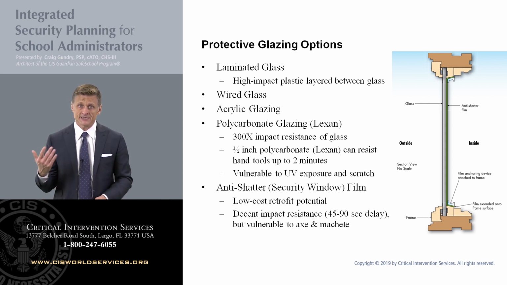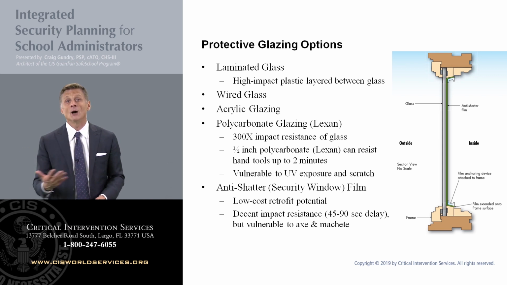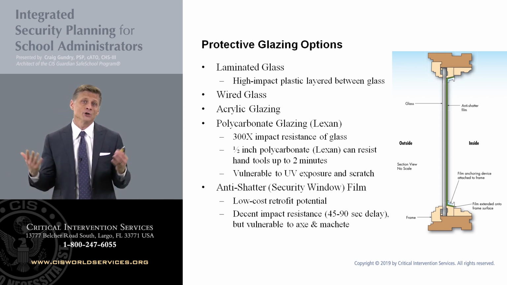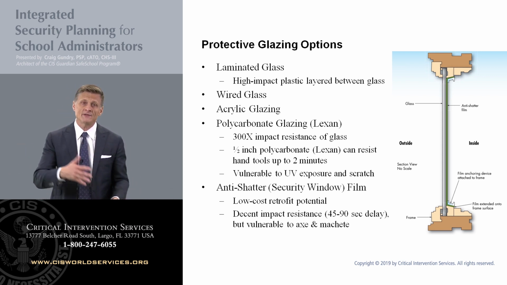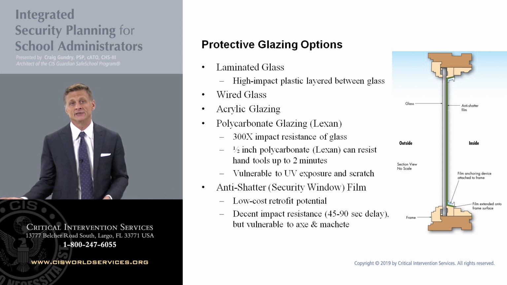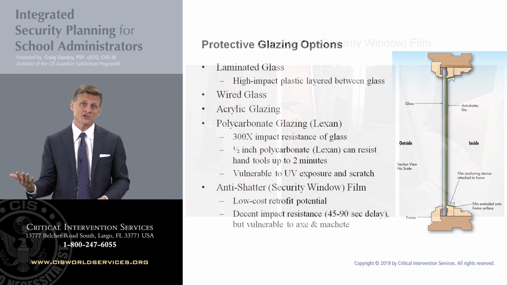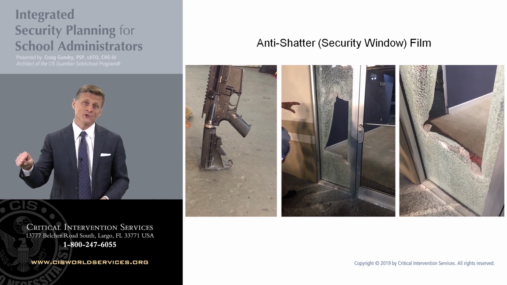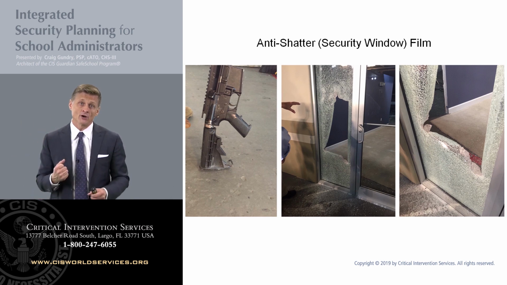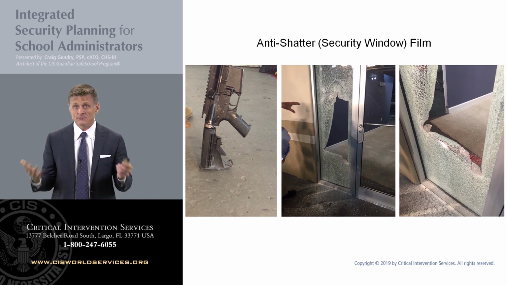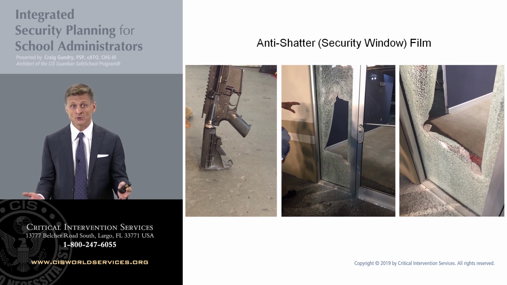Relatively low-cost retrofit potential, has decent impact resistance. We actually conducted tests of anti-shatter film upgraded windows, and our delay times ranged anywhere from around 45 seconds to around 90 seconds on average. And that was employing a penetration tester that fired through the window first with a firearm and then started beating their way through with the use of an AR-15 rifle. And the images on screen right now kind of illustrate exactly what that breach looked like when our penetration tester finally got through.